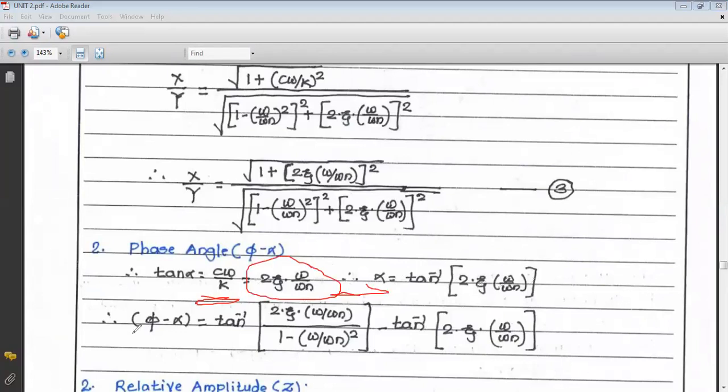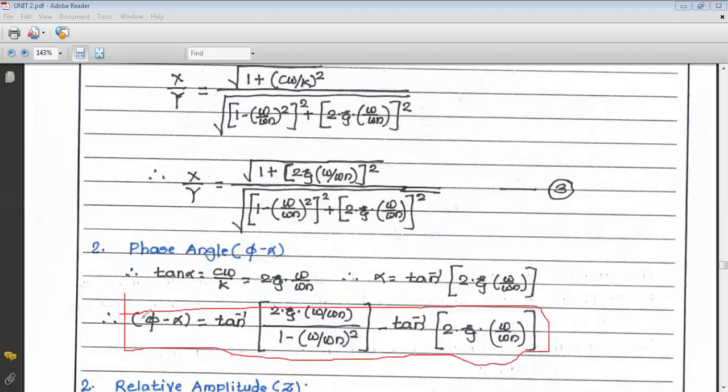So your phase angle is phi minus alpha. So it is tan inverse of 2 zeta omega upon omega n divided by 1 minus omega upon omega n square, minus tan inverse of 2 zeta omega upon omega n. So this whole equation is your phase angle, that is phi minus alpha. The value of phi is tan inverse of this and the value of alpha is tan inverse of this. So this is all about your absolute amplitude.